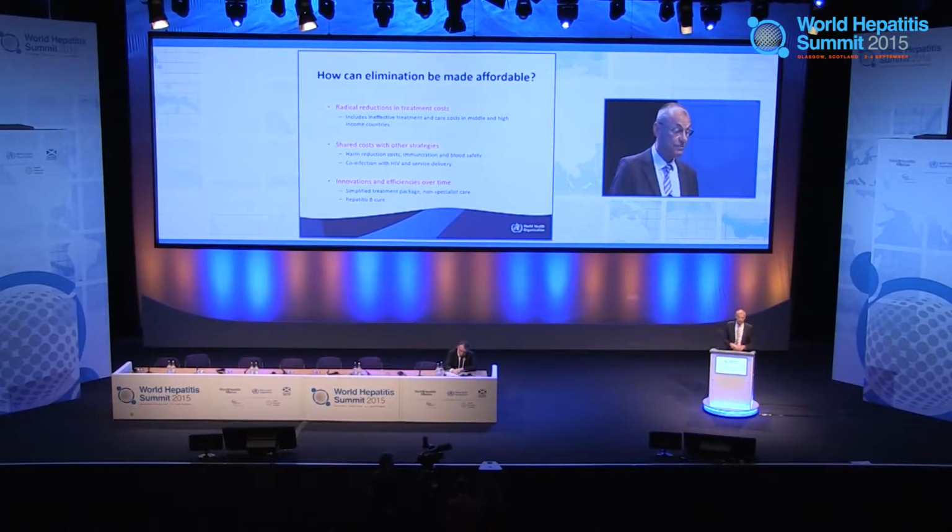So we really have to get rid of ineffective treatment and ineffective care, which is quite prevalent, specifically in some of the middle and also in some of the high-income countries. When we do the costing for the hepatitis strategy, we cannot assume that the hepatitis would pay everything. We really have to look at cost sharing with other strategies, such as HIV strategies that also fund harm reduction, immunization strategies, blood safety, etc. And as I already said, co-infection with HIV and so the border service delivery strategies that countries are putting forward.